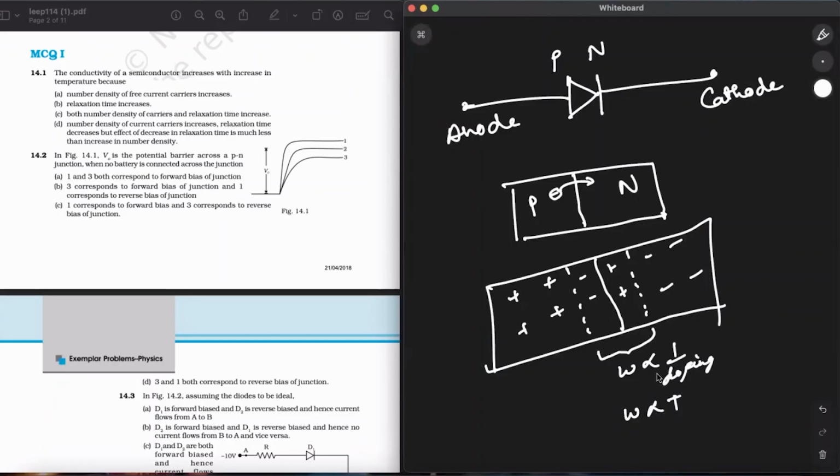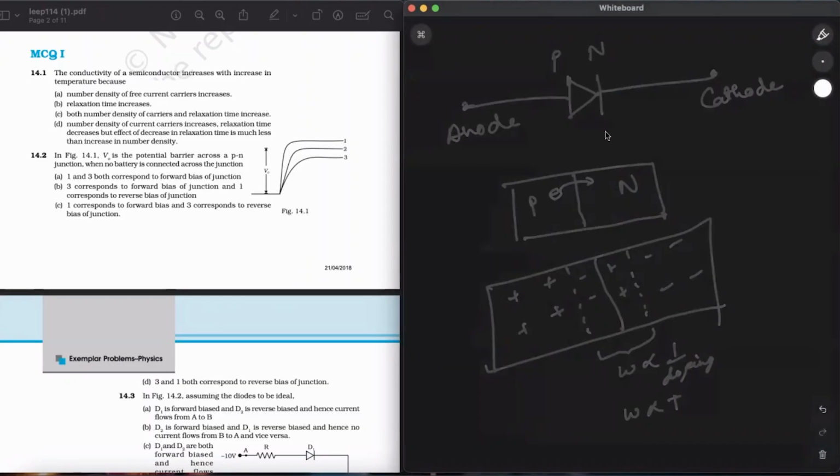And the PN junction diode is equivalent to a capacitor in which the depletion layer will act as a dielectric. So which option is correct? Option number B. 3 corresponds to forward bias of junction and 1 corresponds to the reverse bias of junction, because the potential is increasing when we are going on a reverse bias. So that is correct. Moving on to the next question now.